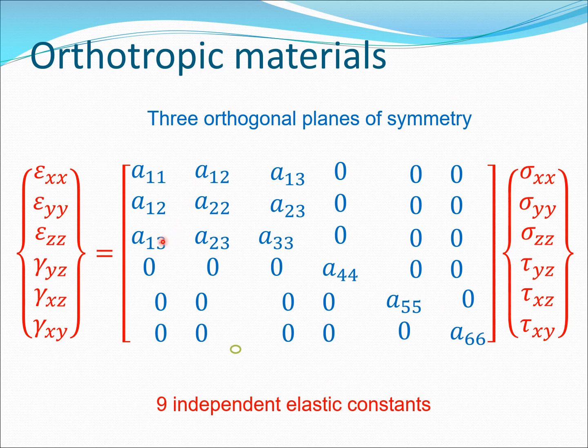Of course, it's symmetric. Therefore, you will now see that there are only 9 independent elastic constants. If you count them, you have 6 on the diagonal, and you have 7, 8, 9, that is A12, A13, and A23. So this is a much reduced set from the 21 we discussed before, and this is much more amenable to most of the problems which we deal with in composite structures and composite materials.